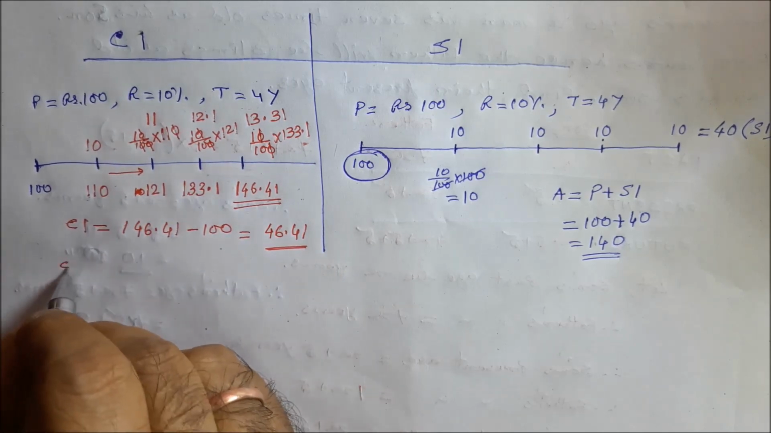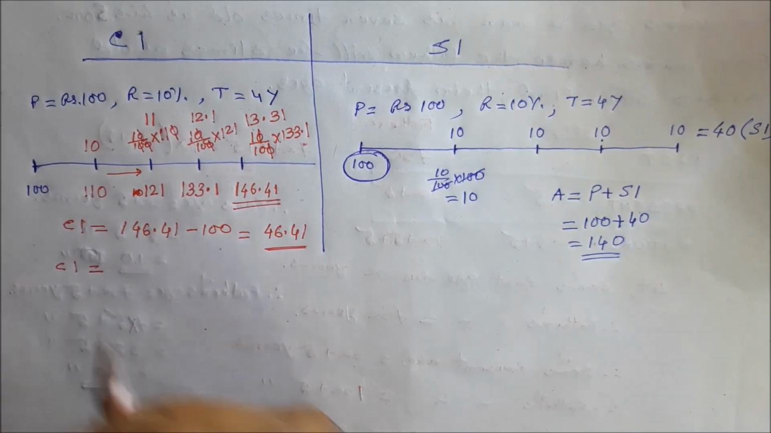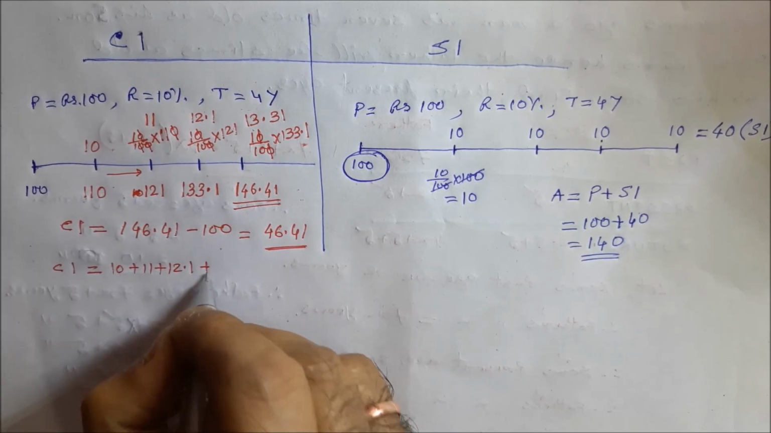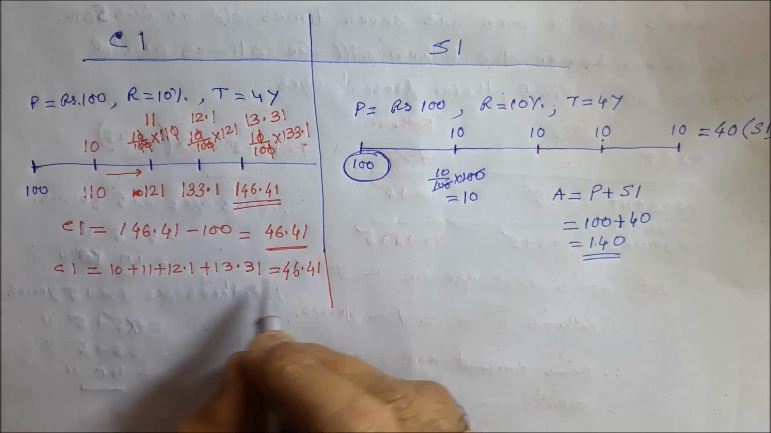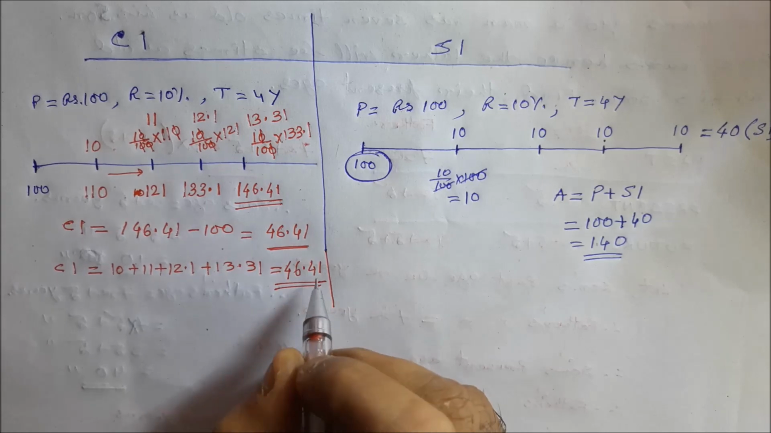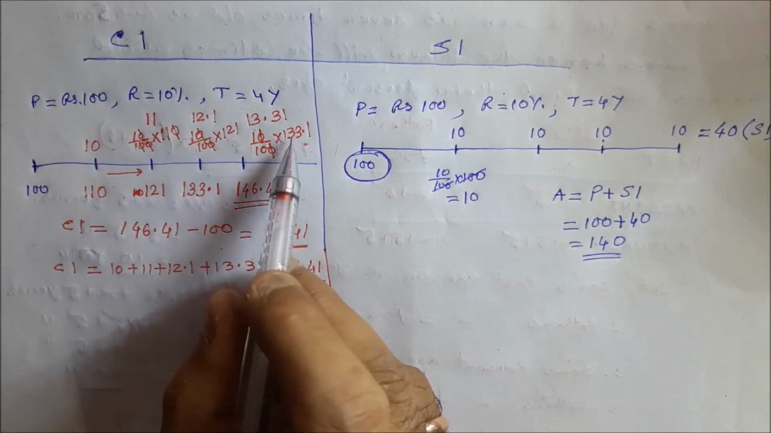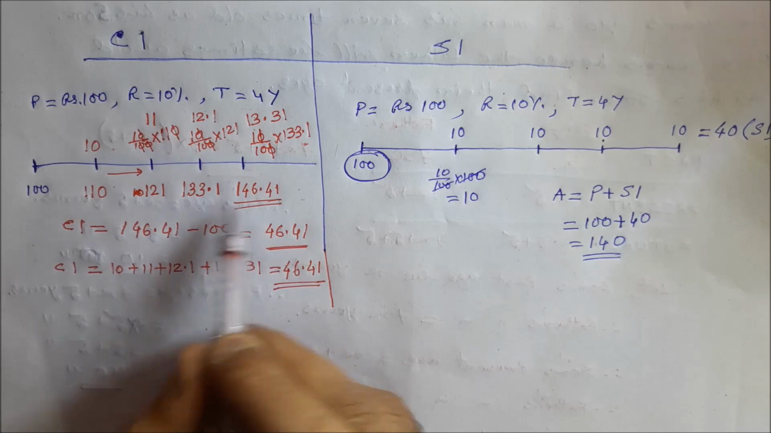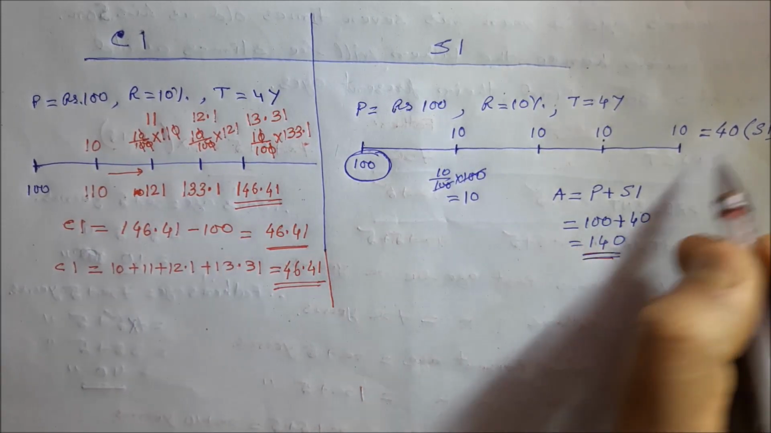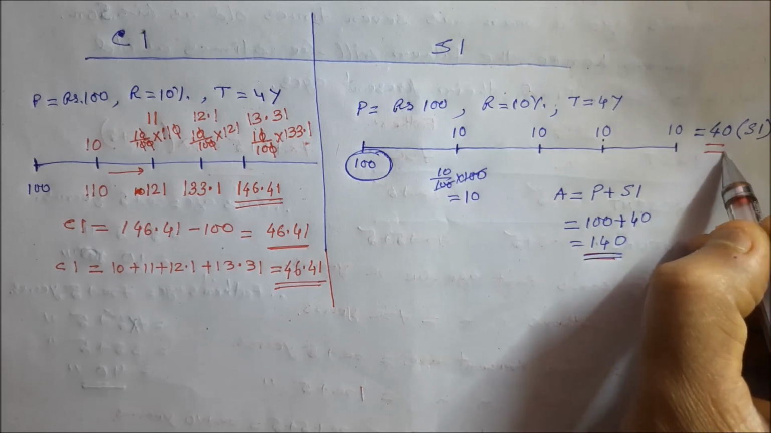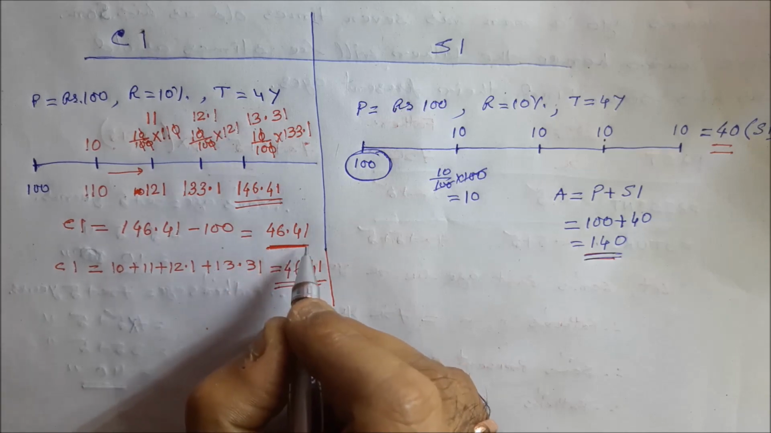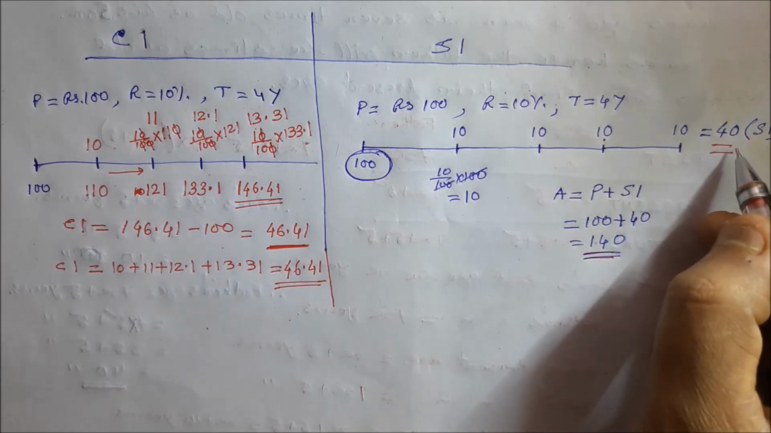That is the CI. And you can also calculate the CI by adding all this interest. So let us calculate this. CI is equal to 10 plus 11 plus 12.1 plus 13.31. If you add this, you will get 46.41 again. So you can calculate the CI by using this, and from here also you can calculate the CI. In case of SI, we have seen the SI is 40 rupees, isn't it? But here actually you are getting 46.41, that is 6.41 rupees more than the SI.